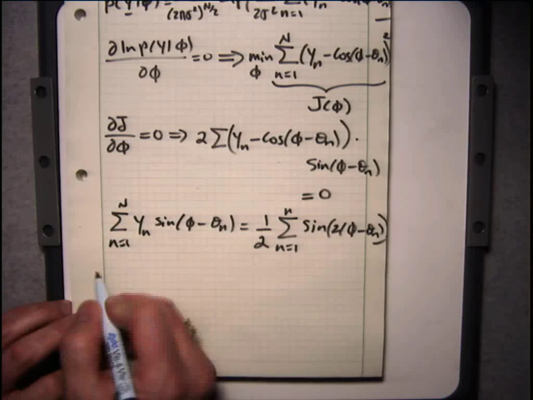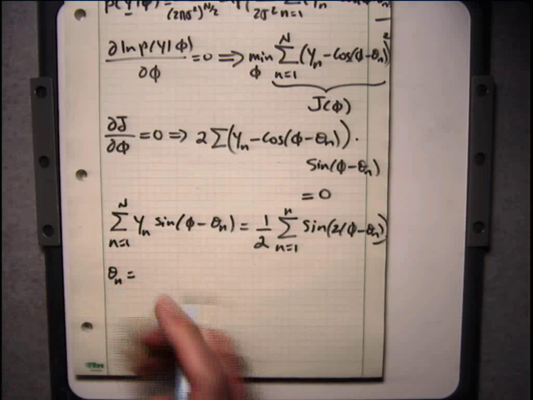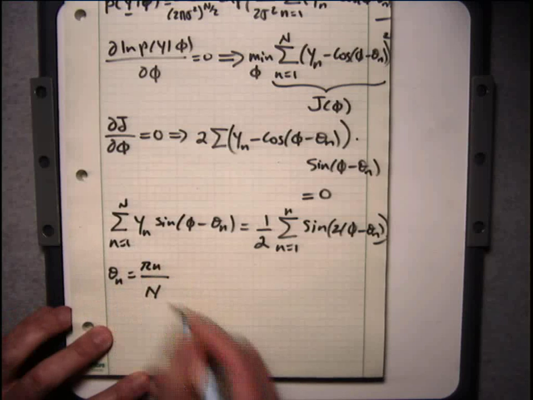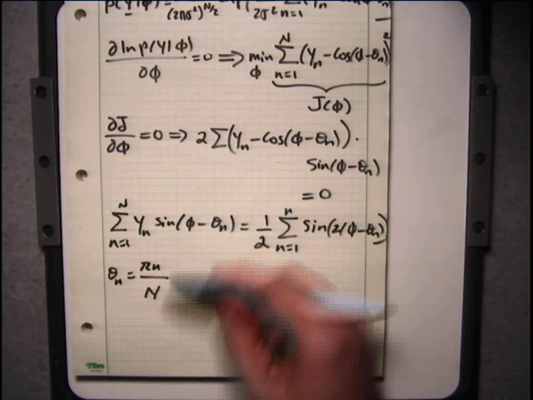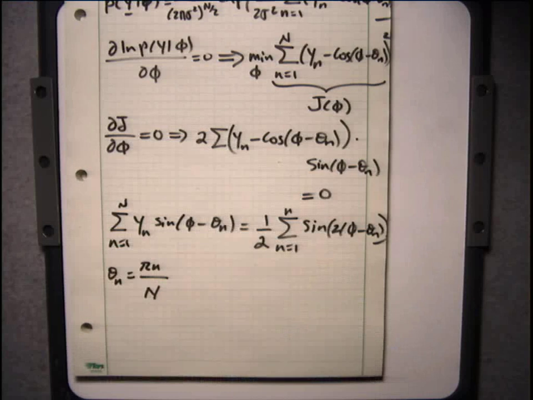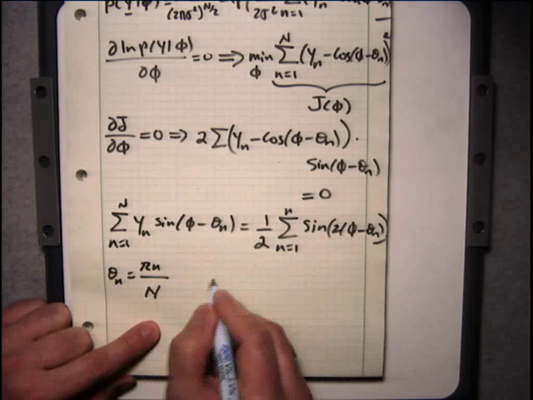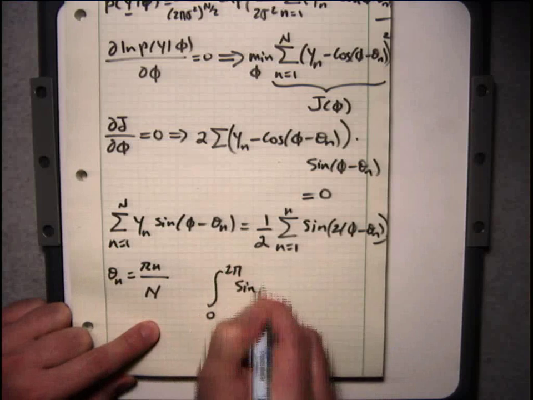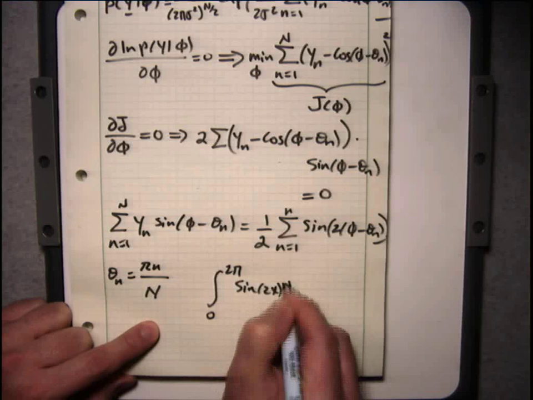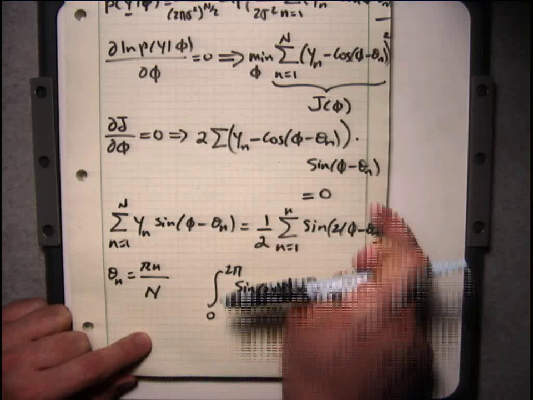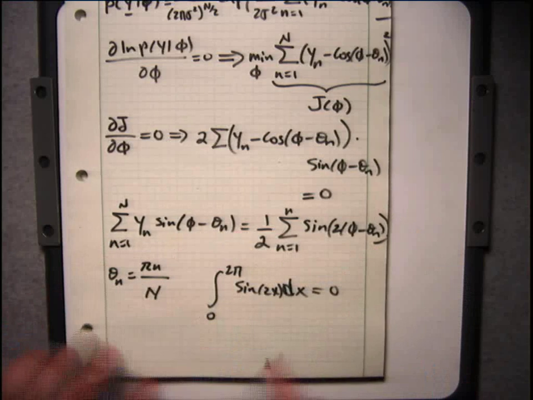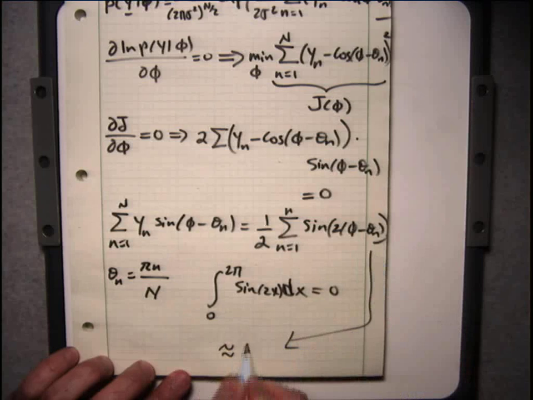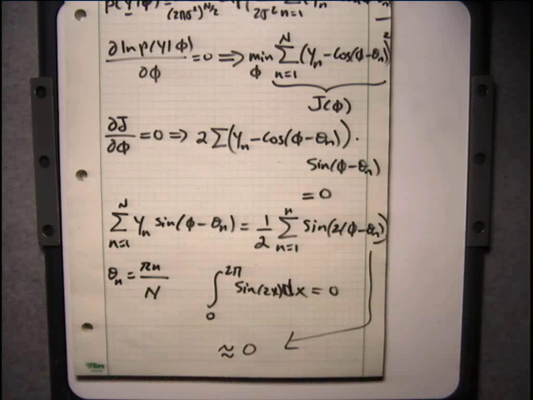Okay, now let's assume that the angles at which I measure this inner product are rational multiples of pi. So pi, pi over 2, pi over 3, and so on. If we do that, then because this integral of x dx is equal to 0, you see that the right-hand side is basically like this integral if these thetas are measured this way. So with this assumption, this right-hand side is approximately 0. This is the approximation I'm going to make in order to facilitate the estimation.